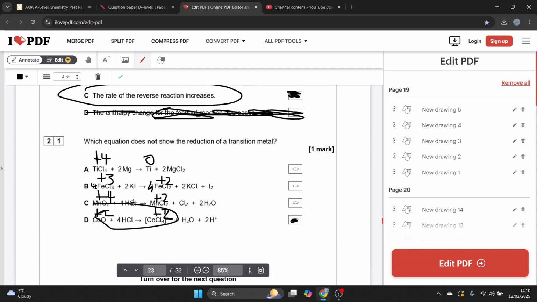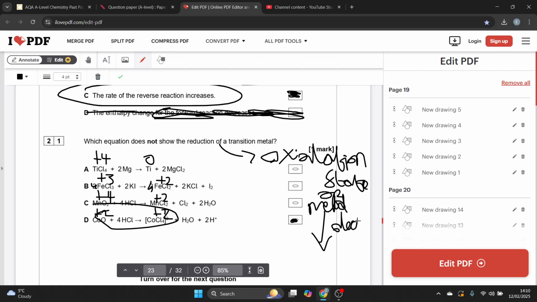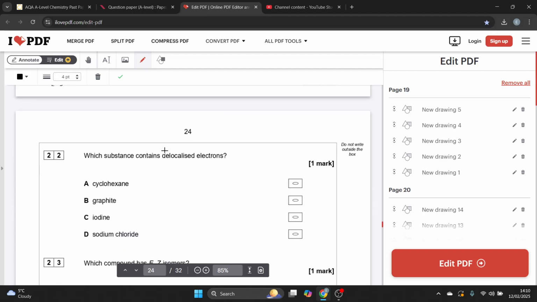No reduction of transition metal, because for reduction of a transition metal, what happens to the oxidation state? The oxidation state of the metal, in this case the transition metal, goes down, it decreases. But in D, it stays the same, so it's not reduction. Which substance contains delocalized electrons? Graphite.